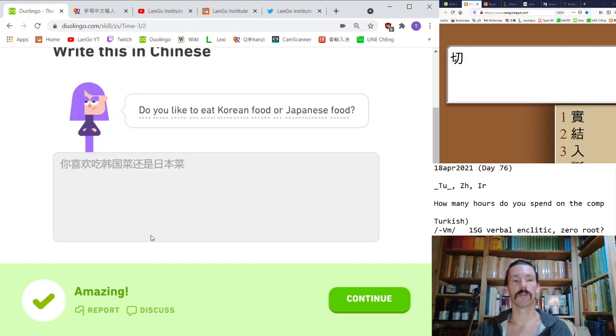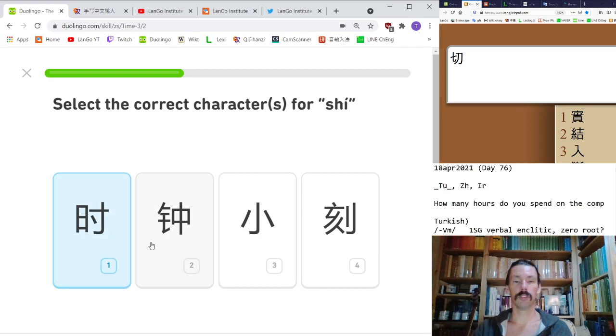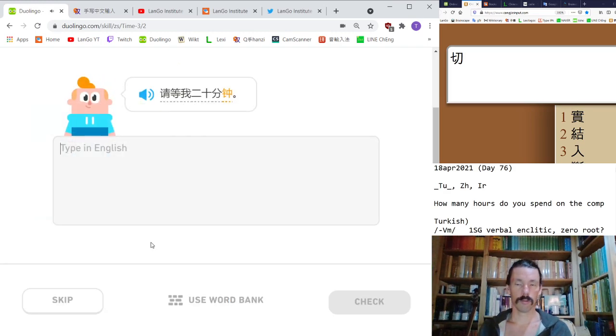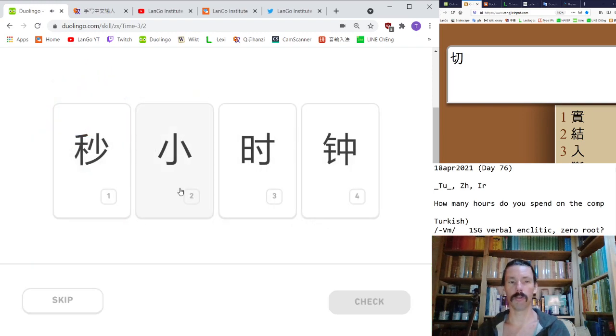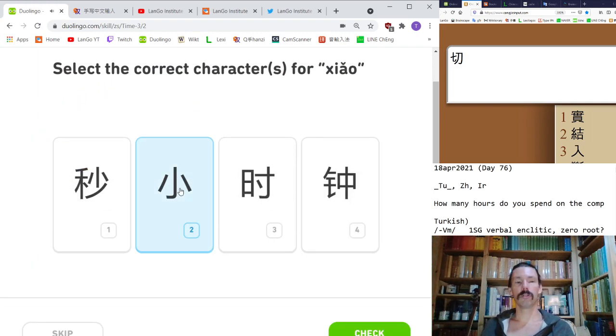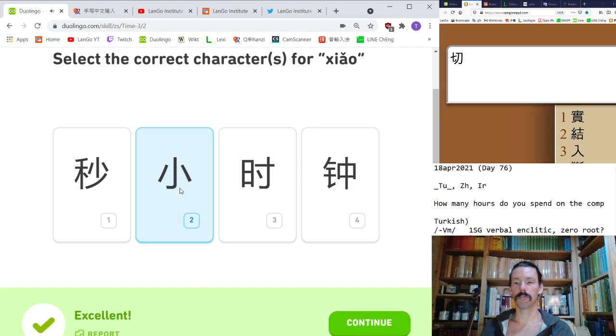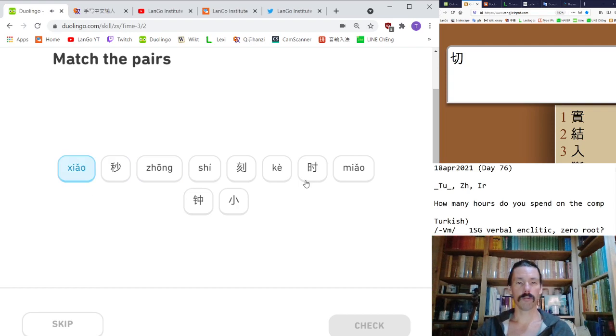Hao. 请等我20分钟. Please wait for me for 20 minutes. Wait for me for 20. Yeah, either one works. With 4, 小 is small, and the rest we've seen. 小, 中, 秒, 时, hour, time.